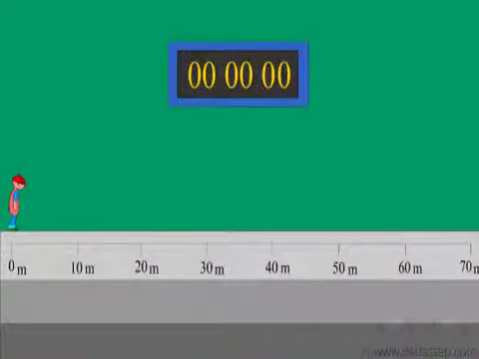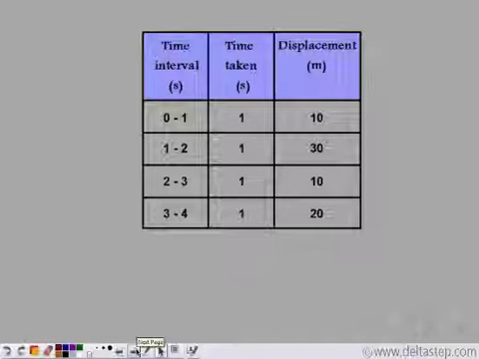Now let us observe the motion of this boy again. He travels 10 meters towards right in the first second. Again from 10 to 40 meters, that is 30 meters towards right in the second second. From 40 to 50, he travels 10 meters towards right in the third second, and 20 meters towards right in the fourth second. So this table shows the displacement of boy along different time intervals.